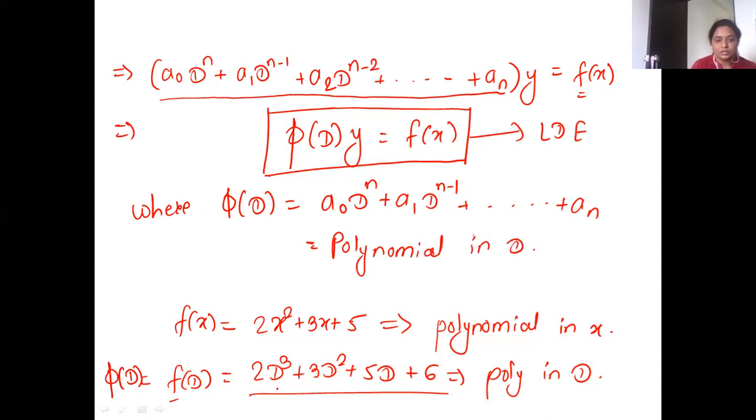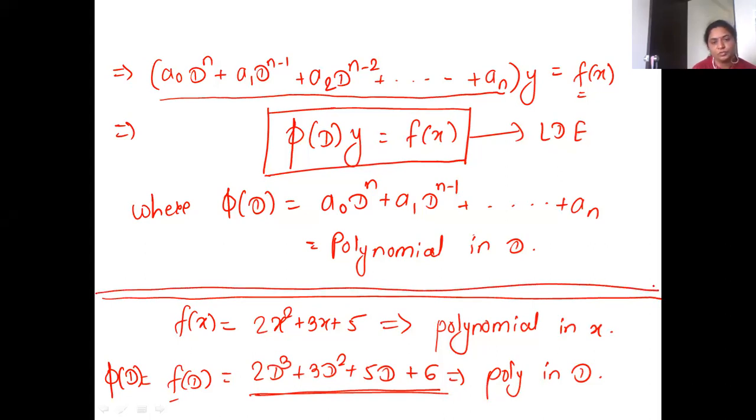It can be anything as I have written here. Choices of a0, an can be anything. Choices of n can be anything, and that will be the polynomial in d. So any polynomial in d into y is equal to some function. This is the standard form of LDE. Please write it down. No need to write this below the file. Just note the formula.